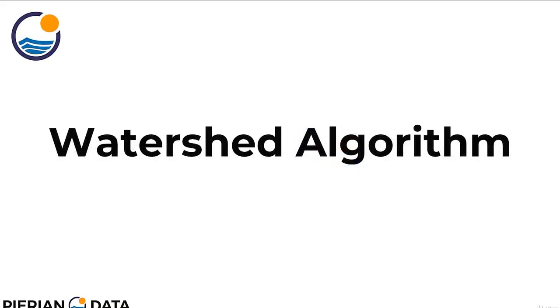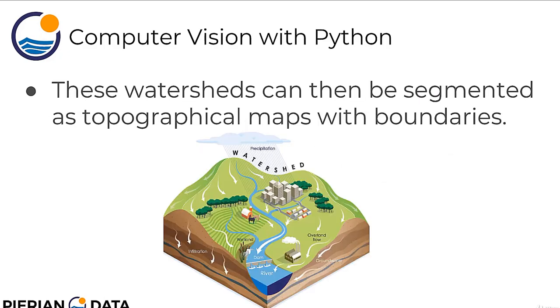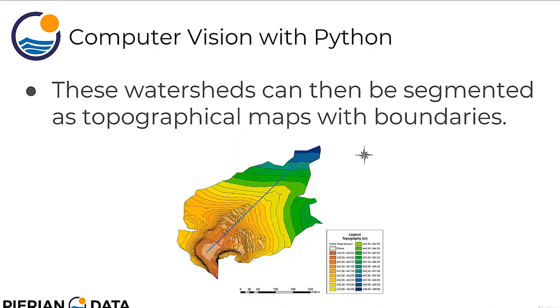Welcome back, everyone. In this lecture, we're going to talk about the watershed algorithm. In geography, a watershed is a land area that channels rainfall and snow melt into creeks, streams, and rivers, and eventually even to outflow points like reservoirs, bays, and the ocean. These watersheds can then be segmented as topographical maps with boundaries. So again, watershed basically just tells you where the water ends up, and as you may imagine, the lower the land level is, the more water will drain into those watersheds, which you can then map as topography.